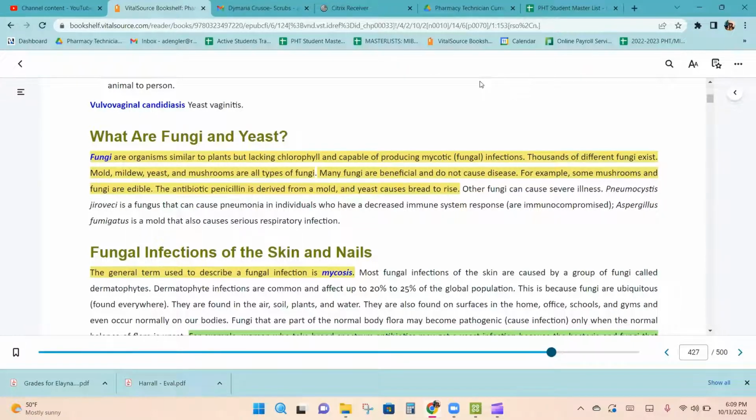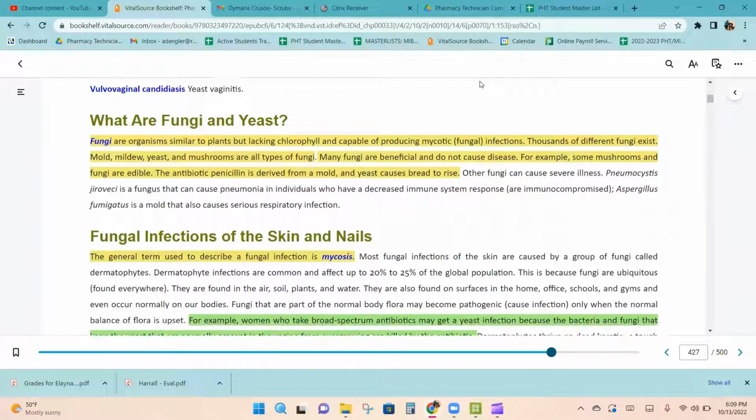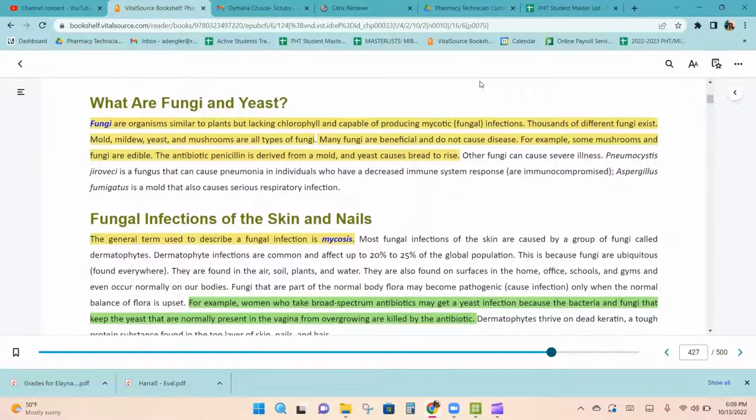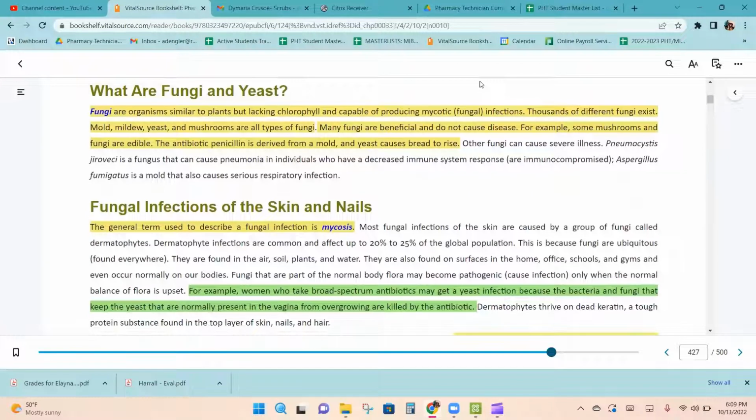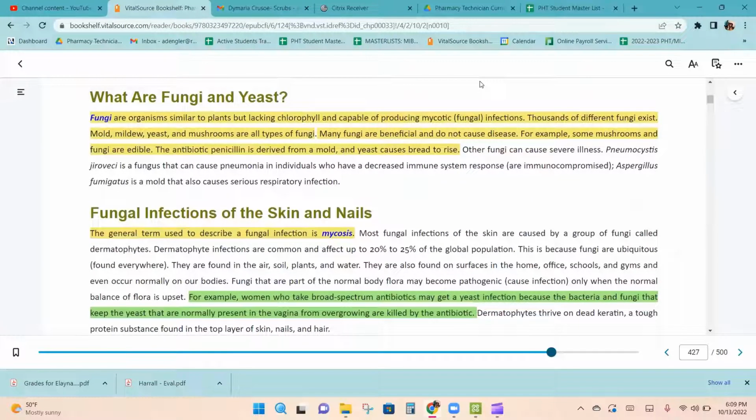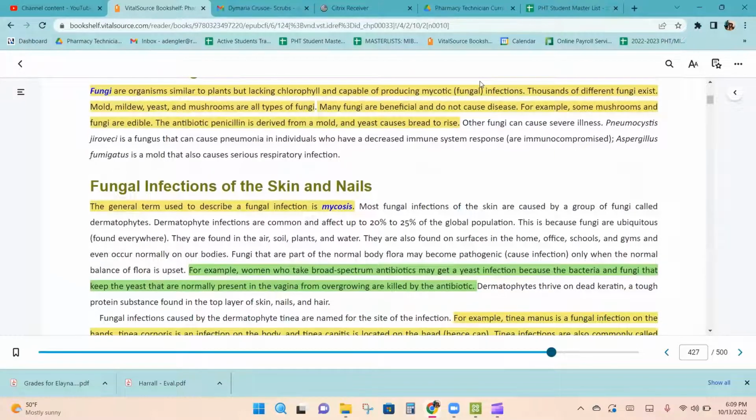Many fungi are beneficial and do not cause disease. For example, some mushrooms and fungi are edible. The antibiotic penicillin is derived from a mold, and yeast causes bread to rise. Other fungi can cause severe illness like pneumonia in individuals who have decreased immune system response.